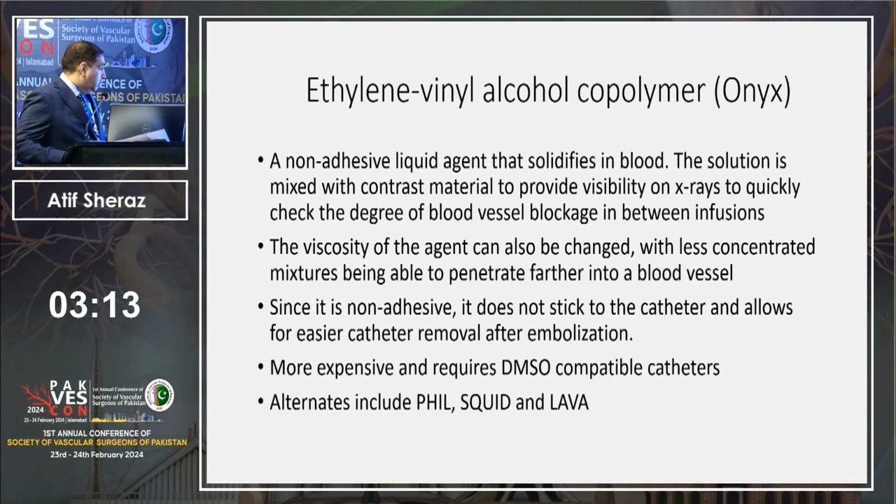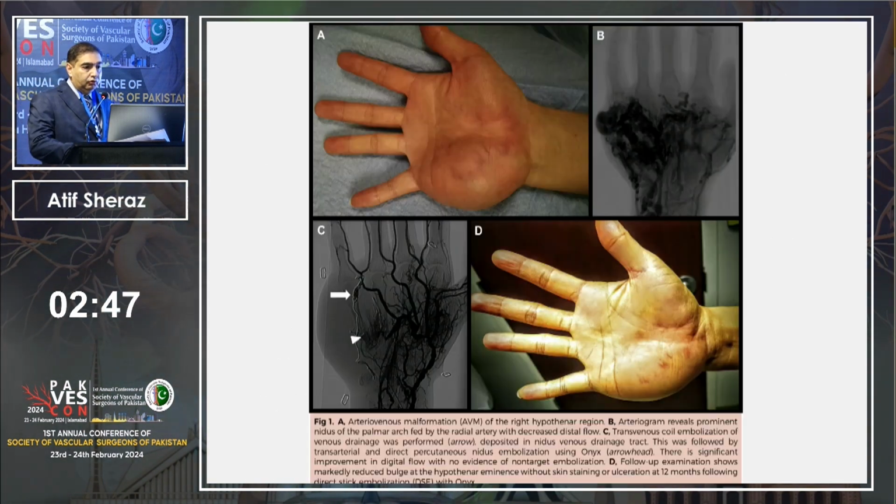In this regard, the main problem is that it is much more expensive than glue. It requires DMSO compatible catheters. We give DMSO before to prevent polymerization. So not every catheter is compatible with DMSO. DMSO compatible catheters are more expensive. Now we have got some alternatives, slightly cheaper, which include Fill, Squid, and Lava. So Fill and Squid are available in Pakistan if somebody wants to use them.